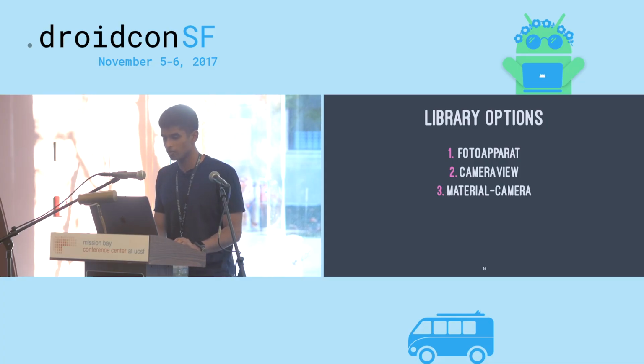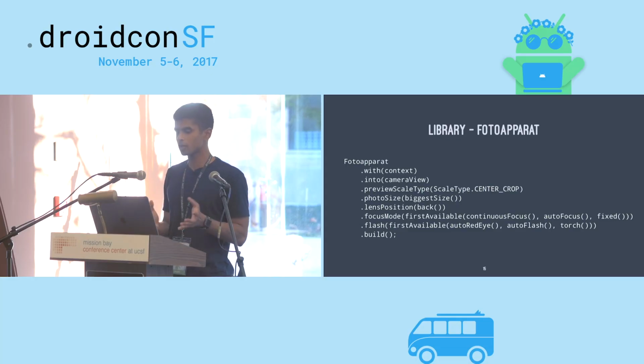Anyone want to guess like what photo apparat means? I actually just found out today. Yeah, it's camera. I've been messing with this for a while, and today was the first time I saw what it meant. We're going to run through a quick example using photo apparat. As we said, like, we want to sort of run through examples of each method.